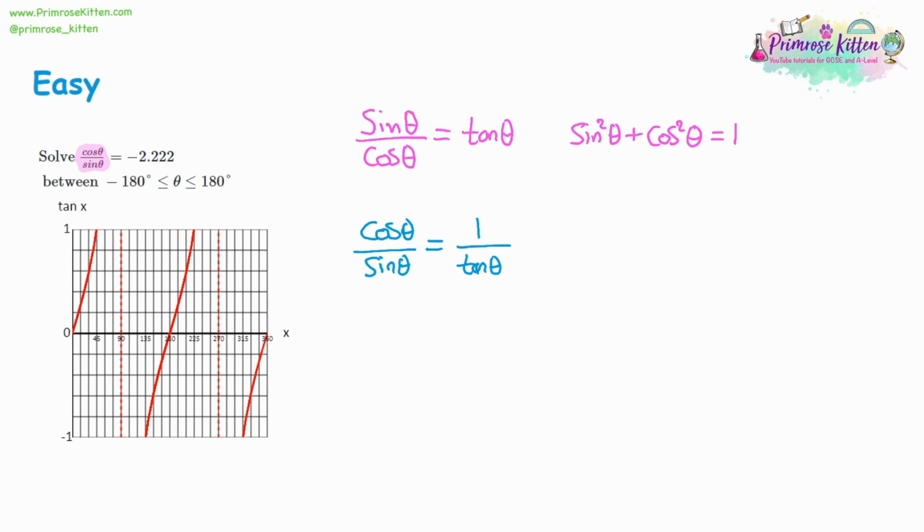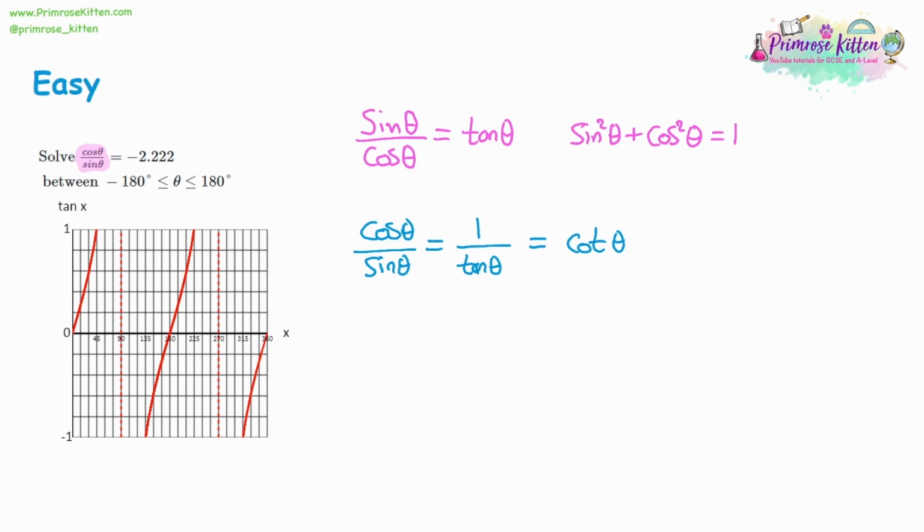Now, you might recognize 1 over tan theta. That's the definition of cot theta. Cot is the reciprocal of tan. It's 1 over tan. So what we actually have here is cot theta is equal to negative 2.222. Now, when we solve these, we really want to keep it in terms of sine, cos, and tan because we know the graphs for those.